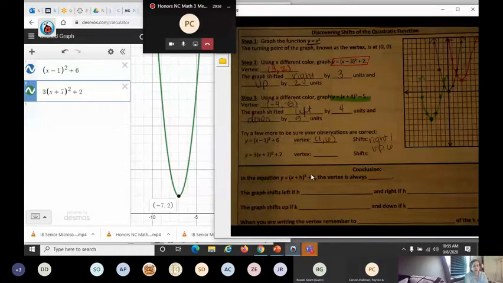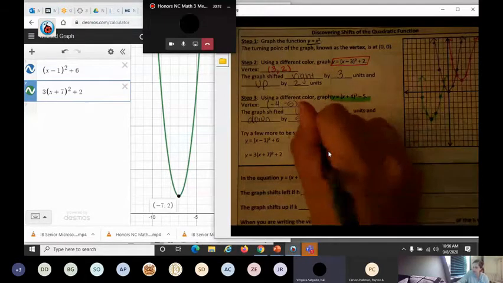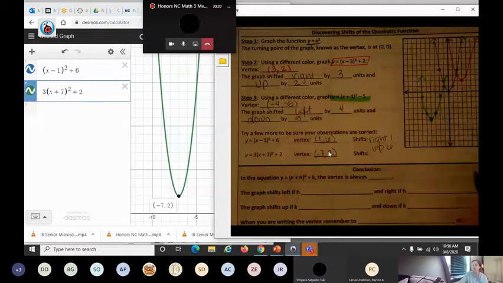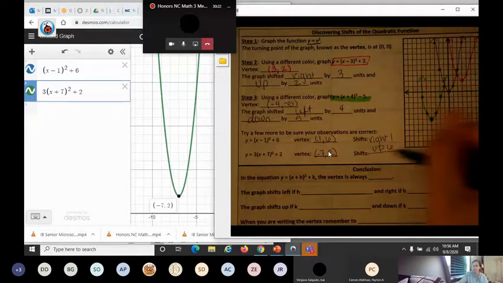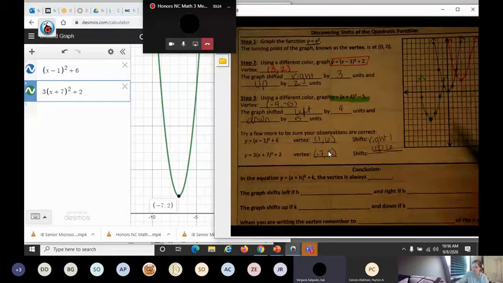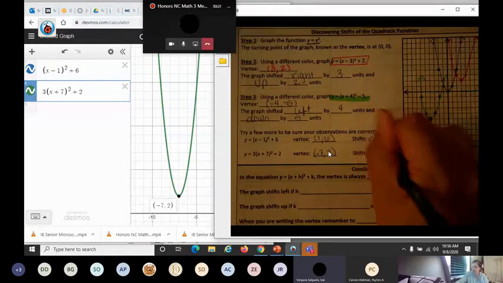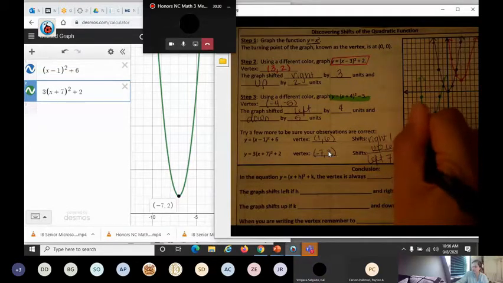All right. Asai, are you there? Yeah, I'm here. All right. So next was this 3 times (x plus 7) squared plus 2. What is the vertex for this function right here? -7, +2. Perfect. -7, +2. And can you tell me what the shifts are for this function? It shifted left by 7 and then up by 2. Left 7, up 2. Perfect. Thank you so much, Asai.